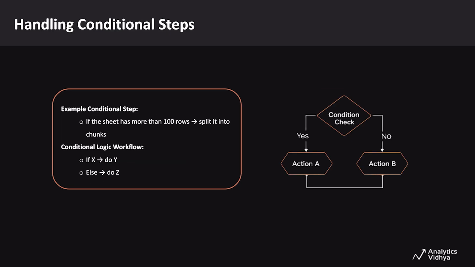Co-work can also handle conditional steps. For example, if a sheet has more than 100 rows, Co-work can automatically split it into chunks. You can define the condition and Co-work can decide the best course of action, adapting as needed.